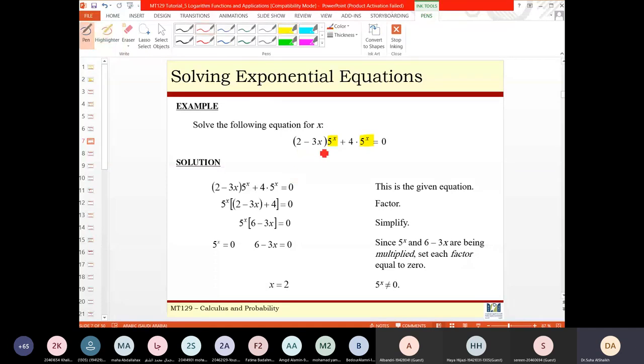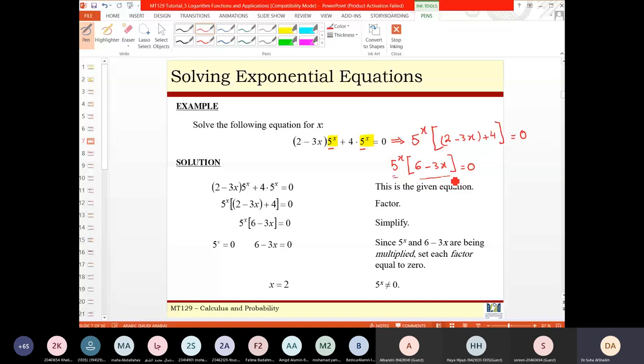To solve such a thing, now since the 5 to the power x is repeated, I take it as a common factor, صح? This is the first thing I can think about. Let me take 5 to the power x as a common factor. The first part, I'm going to remain with 2 minus 3x. The second part, I'm going to remain with the 4, and this equal to 0. So 5 to the power x multiply with, if I combine the things here, this is 6 minus 3x and this equal to 0. الحين whenever I have two amounts equal to 0, what does this mean?